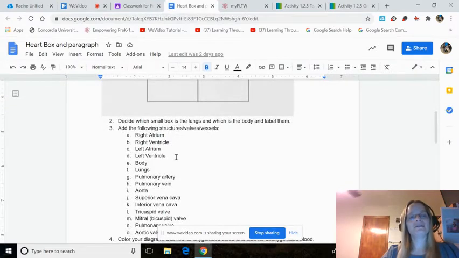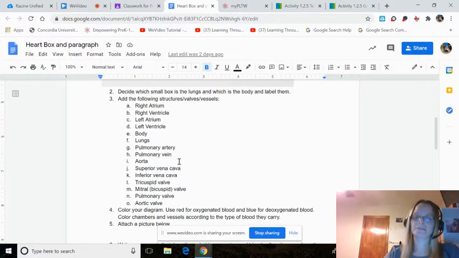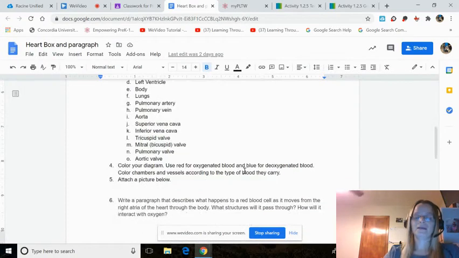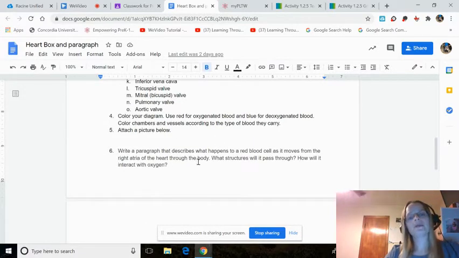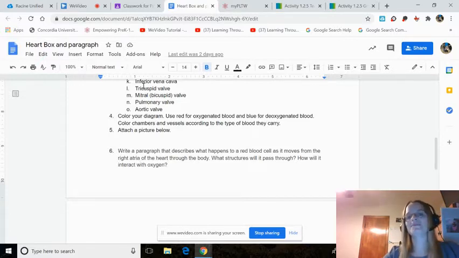And here is a list of all of the structures I want you to include right here. Lots of valves, so make sure you include the valves. Red and blue. I mean, you're looking at it, so you know what I'm talking about. And then write a paragraph from the point of view of a red blood cell starting in the right atrium. And then you're moving through the heart, the body, and the lungs, and write a paragraph about all the structures you pass on your way from right atrium all the way through your circulatory system back to right atrium. All right. So that's assignment number 1.